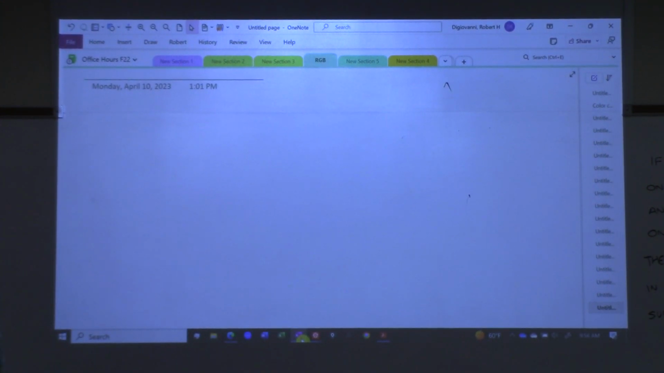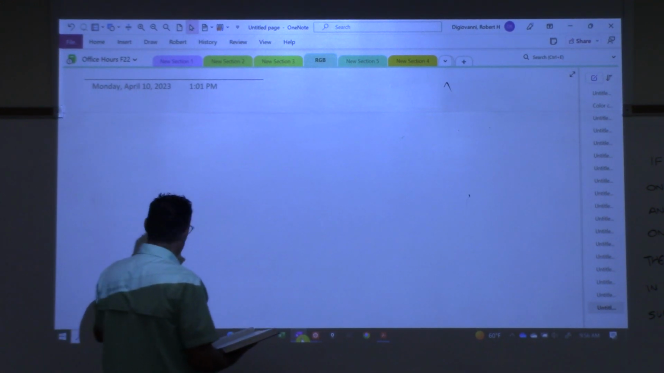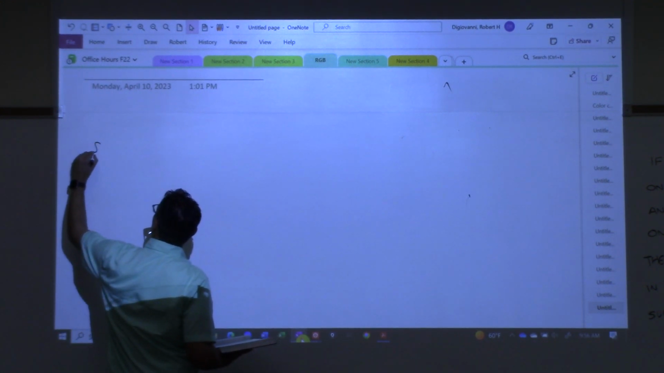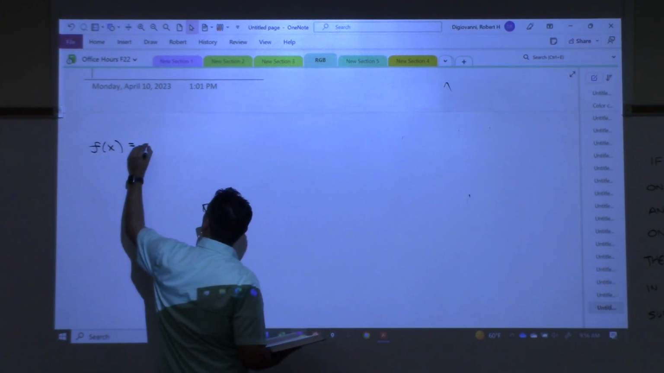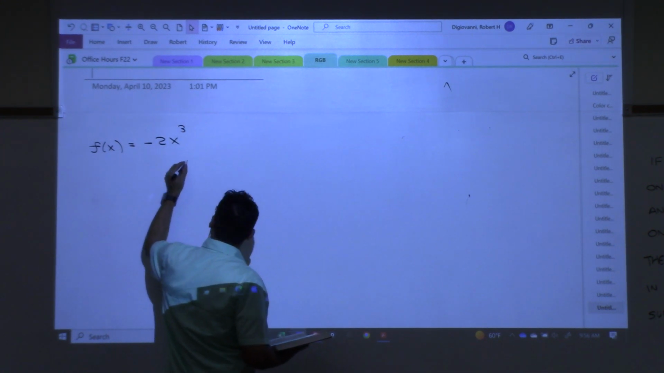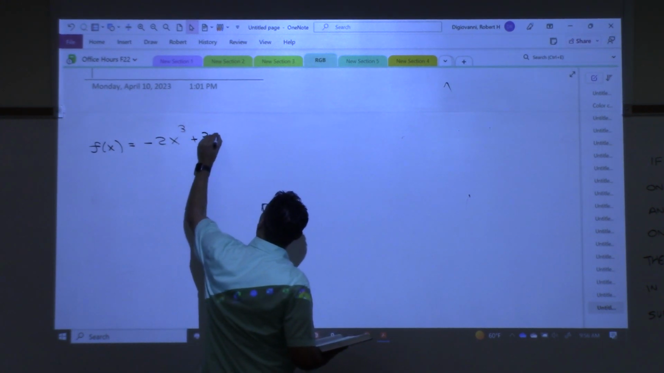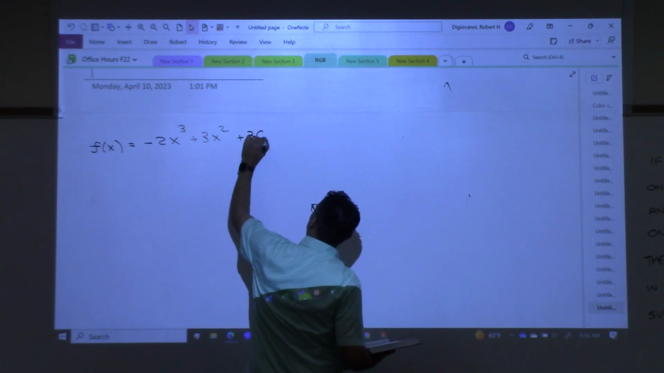Let's keep it kind of straightforward. We'll do a polynomial. So let's say I give you that f of x is equal to negative 2x cubed plus 3x squared plus 36x.